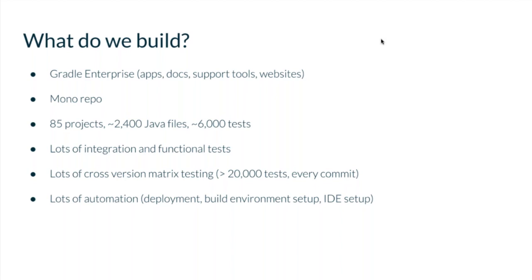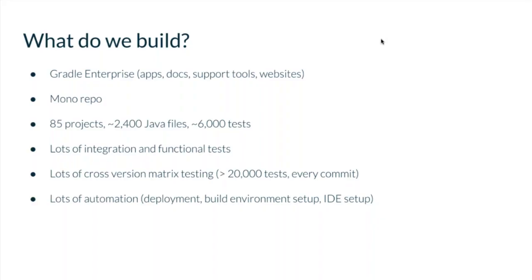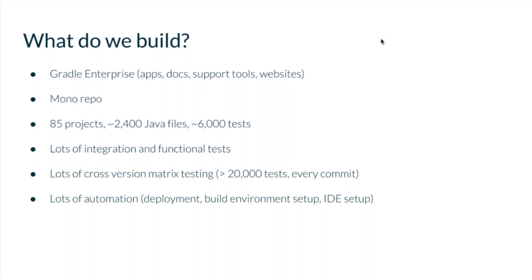That monorepo has about 85 projects, about 2,500 files, and around 6,000 tests. A lot of these tests are integration and functional tests to make sure the components play well together. We also have, and we'll come back to that throughout the webinar, a lot of cross-version testing that we need to do because we have different Gradle versions to support against different plugin versions, the build-scan plugin version, and even different JDKs. So all this together gives us a matrix of more than 20,000 tests that we need to run for every commit to verify things are working properly across this matrix.